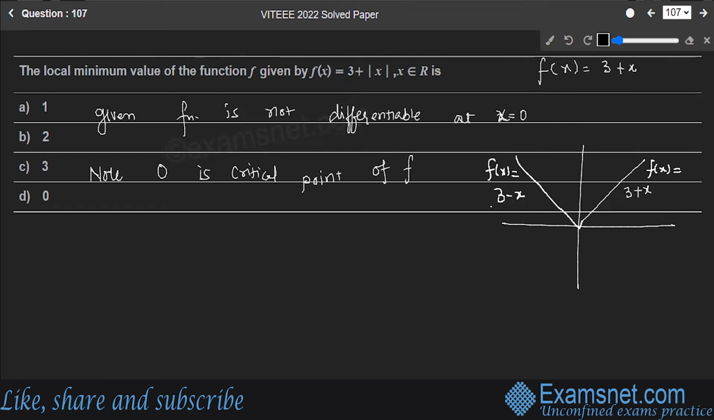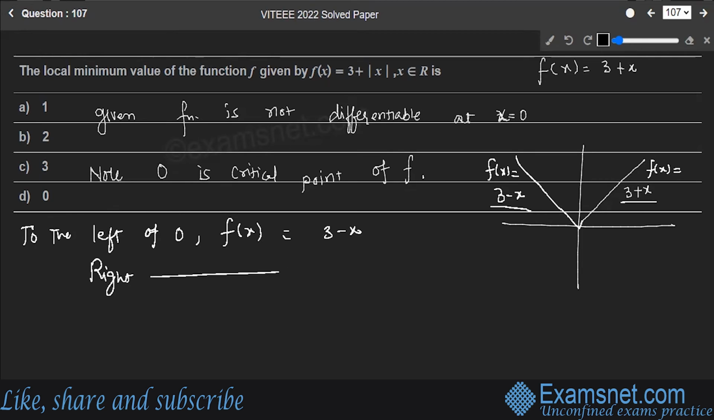Right? So on the left side, this is 3 minus x, and on the right side, this is 3 plus x. Here you can note that 0 is the critical point of the function f. To the left of 0, f(x) is equal to 3 minus x, and towards the right of 0, it is equal to 3 plus x. To the left of 0, the derivative of f(x) is equal to minus 1, which is a negative number less than 0. And towards the right, the derivative is 1, which is greater than 0.